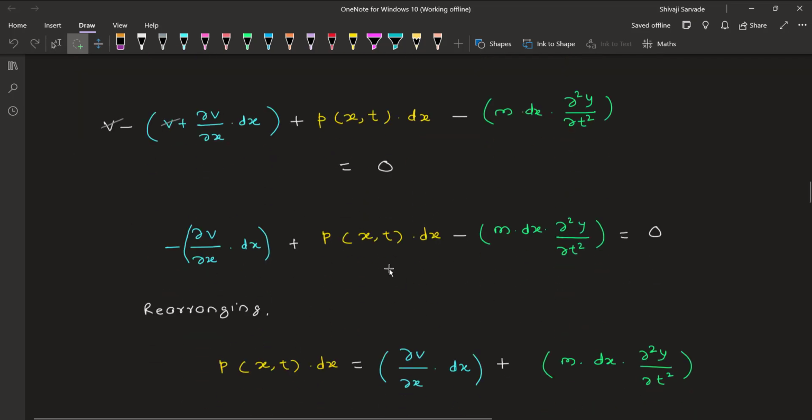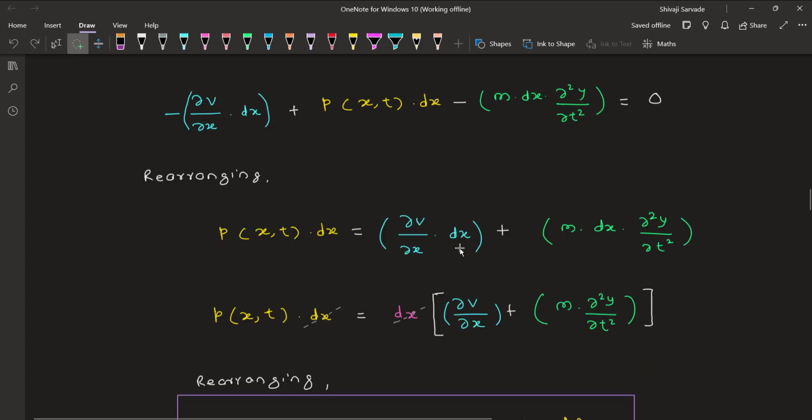Now we'll send these two minus terms to the right hand side and keep the force on one side. For the time being, let's keep the force on the left hand side and send the negative terms to the right hand side so that they become positive. So we have P(x,t) dx equal to plus ∂V by ∂x into dx, and then plus m into dx into ∂²y upon ∂t². This is nothing but mass into acceleration, and this is the incremental increase in the shear force.